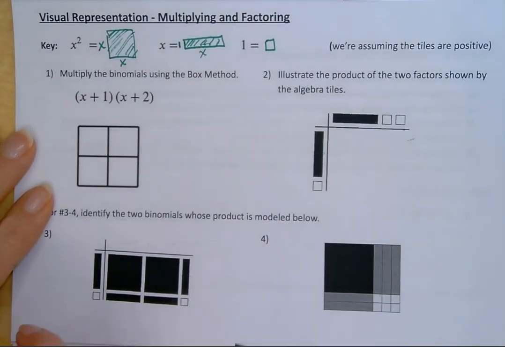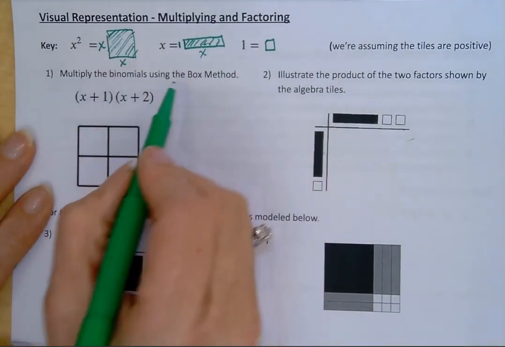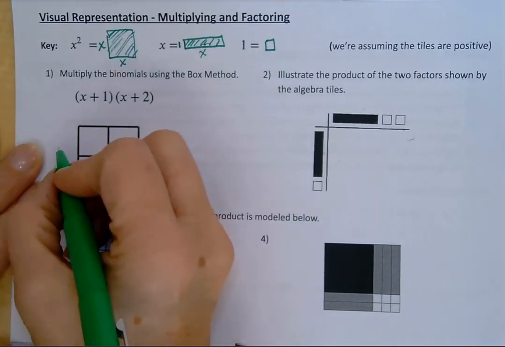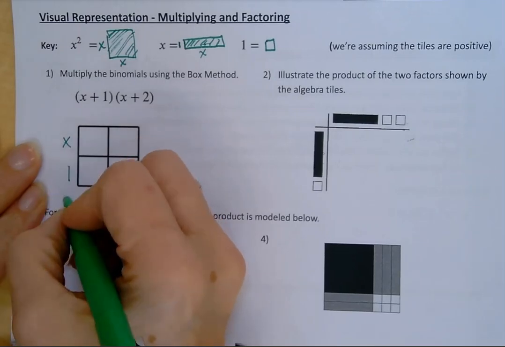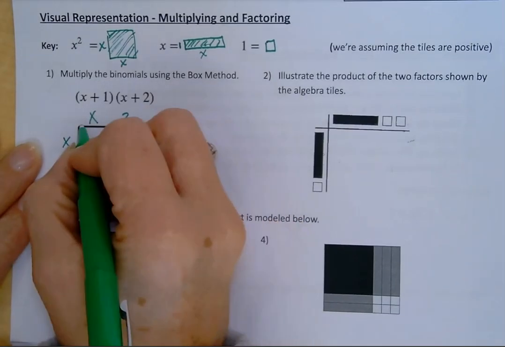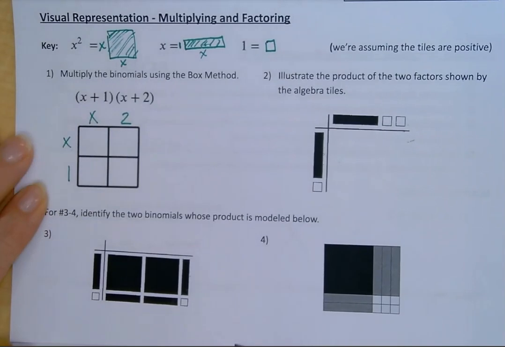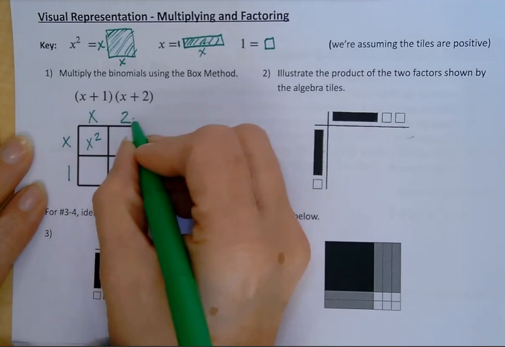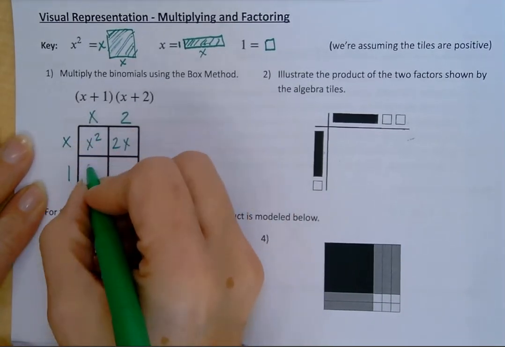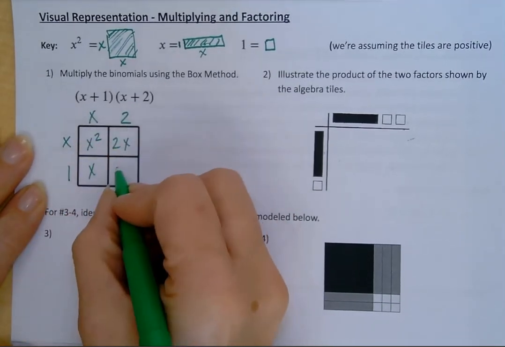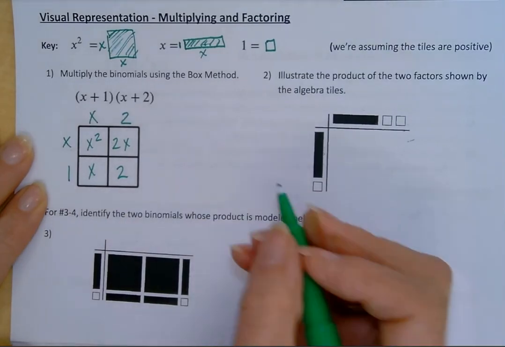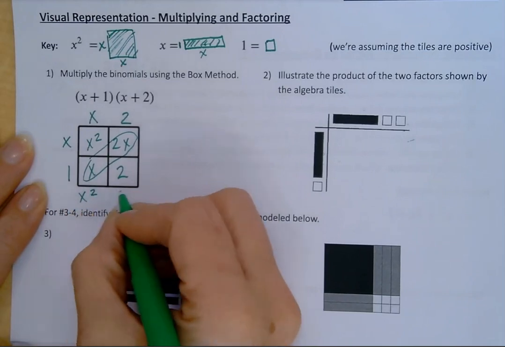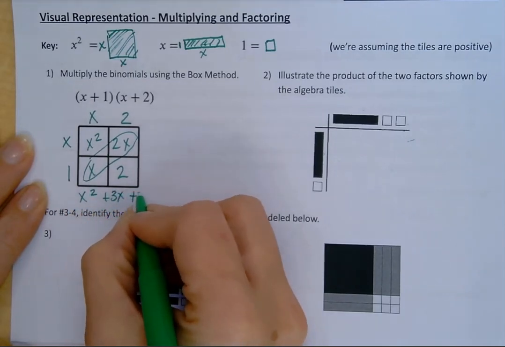All right, so I'm going to go back first to multiplying binomials using the box method instead of using FOIL. If I do this, I can put x plus 1 along the side, and x plus 2 along the top. Those are my two binomials, right? When I multiply x times x, I get x squared. X times 2, I get 2x. 1 times x, I get x, and 1 times 2, I get 2. Right? And I can combine my like terms, and I know the answer here would be x squared plus 3x plus 2.